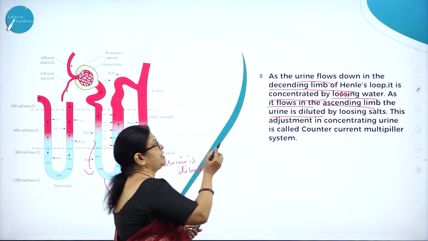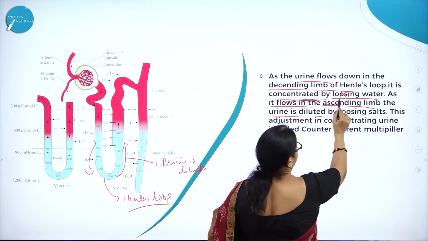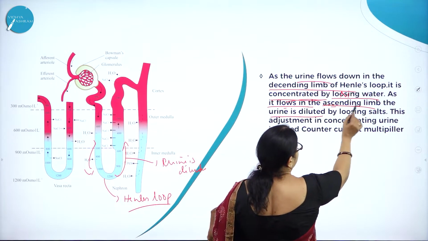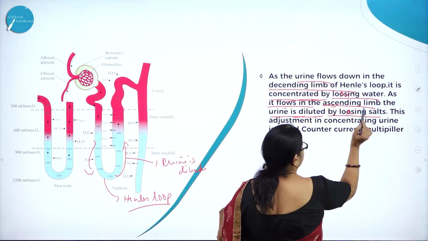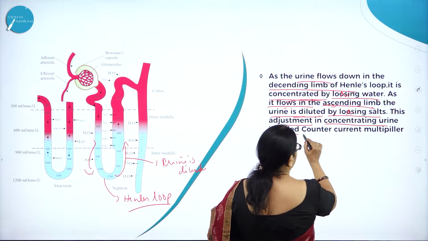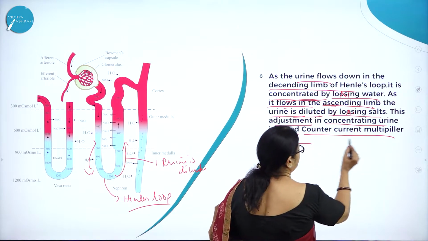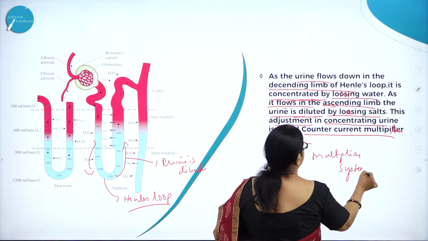So as the urine flows down in the descending limb of Henle's loop, it is concentrated by losing water. As it flows in the ascending limb, the urine is diluted by losing salts. So this adjustment in concentrating urine is called the countercurrent multiplier system.